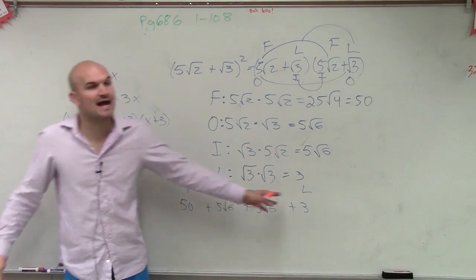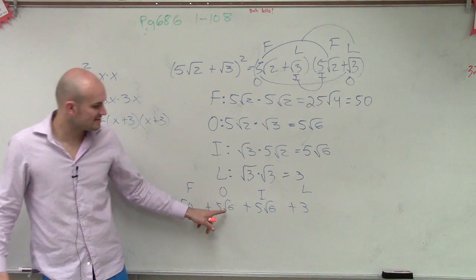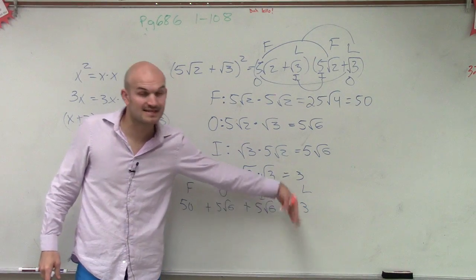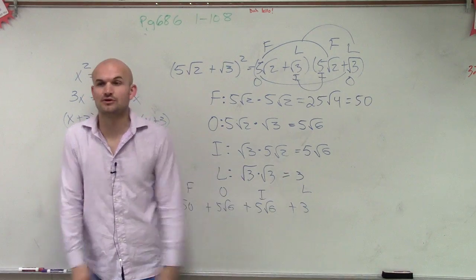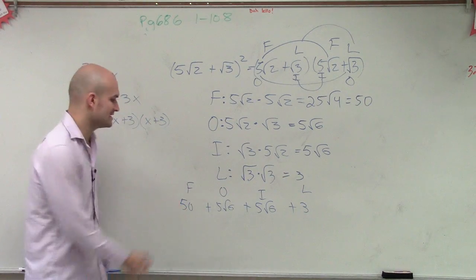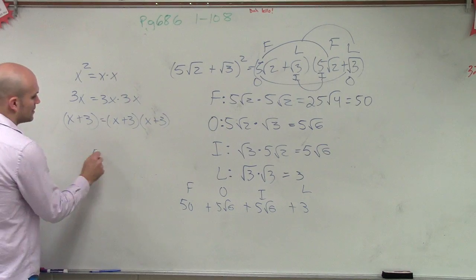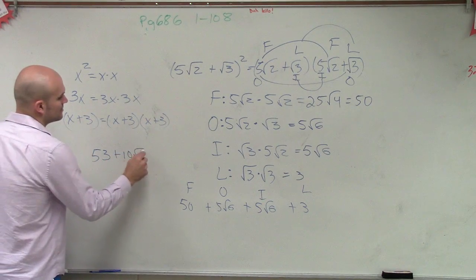Now, are there terms I can combine? Well, yeah, obviously I can add the 50 and the 3. And then since these are both square root of 6's, I can combine them as well. So 5 square root of 6 plus 5 square root of 6 is going to be 10 square root of 6 plus 53. So your final answer would be 53 plus 10 square root of 6.